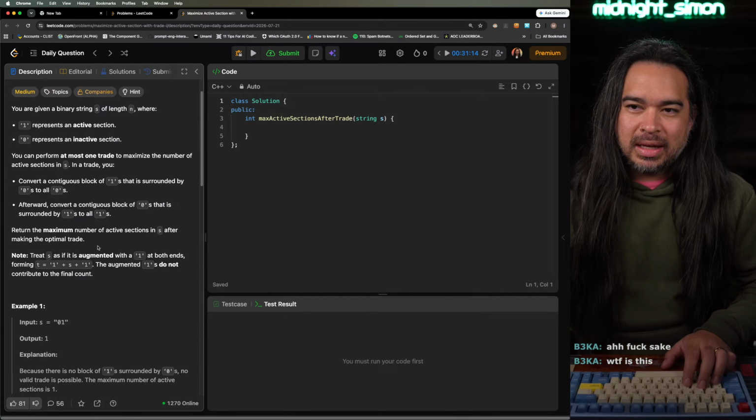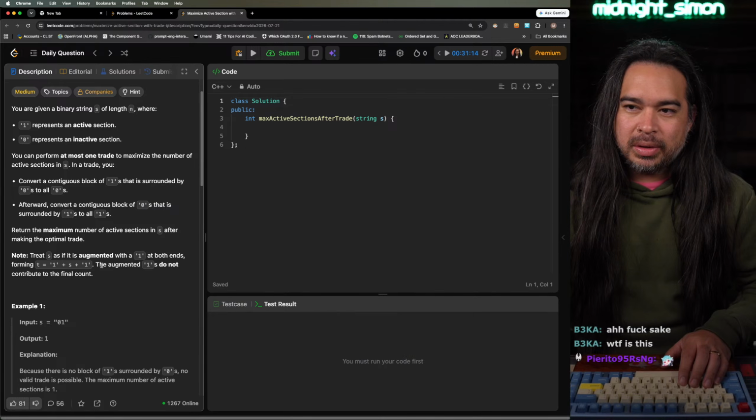Treat S as if it is augmented with a 1 at both ends, transforming it into T, which is 1 plus S plus 1. The augmented ones do not contribute to the final count.